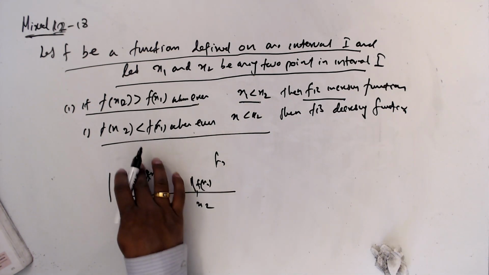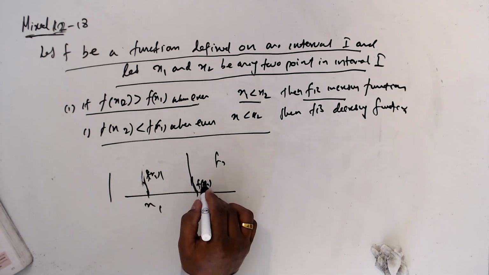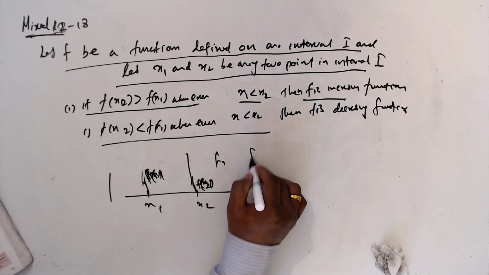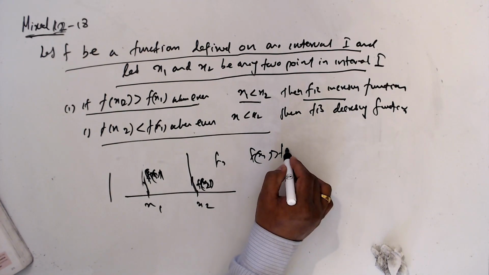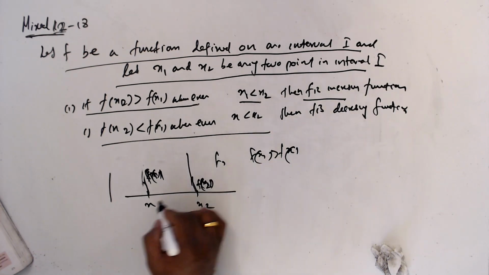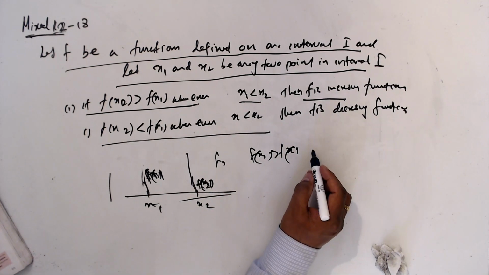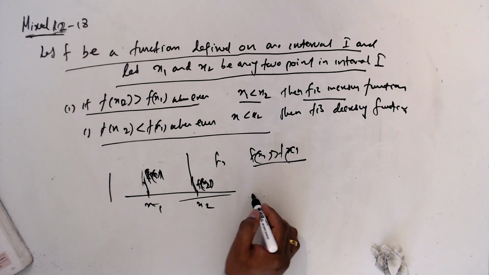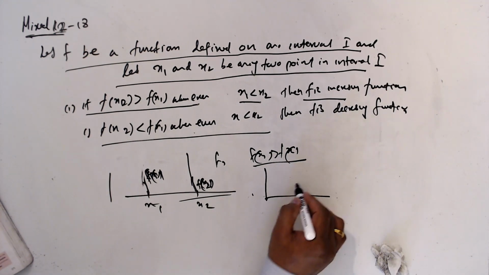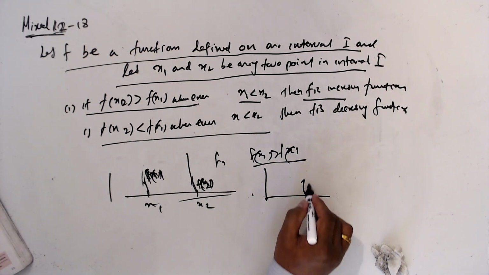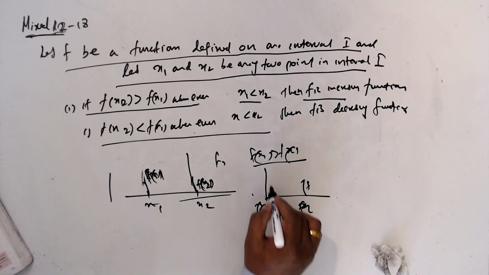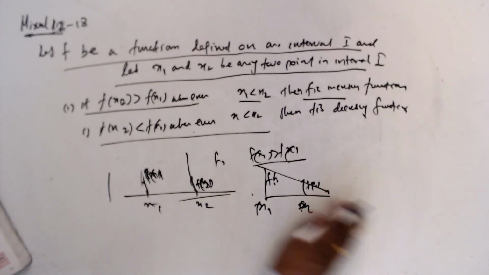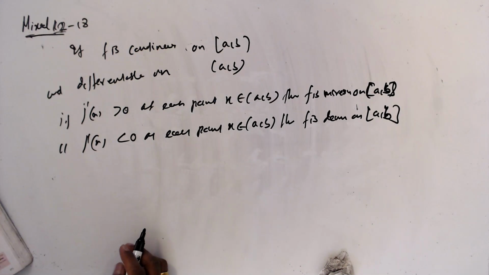So we will come to the other way around. This is f(x2) and this is f(x1). So f(x2) > f(x1) for all x in this interval, then this is increasing, and the other one is like this. x2, x1, f(x1). So this is decreasing. So this is the other definition.